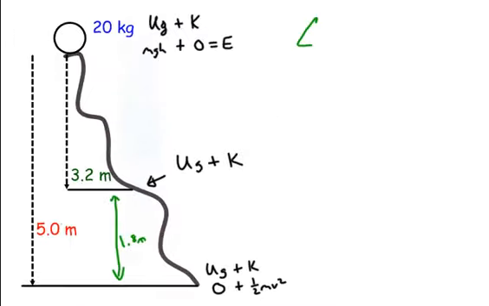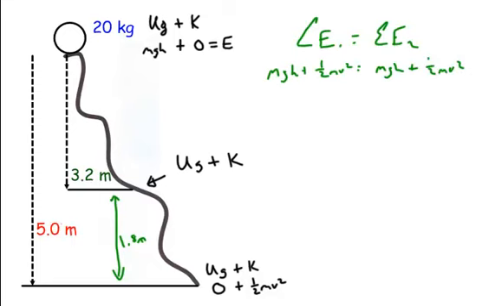So let's go to my equation. The sum of all my energies at scenario 1 equals the sum of all my energies at scenario 2. I have mgh plus 1/2 mv squared. I want to write this every single time because it makes sure you don't forget anything. Of course my velocity is 0 at the top, so we can call that 0. I have a mass of 20, a gravity of 10, and my initial height is 5 meters.